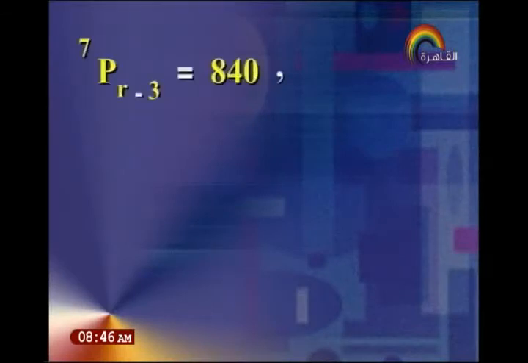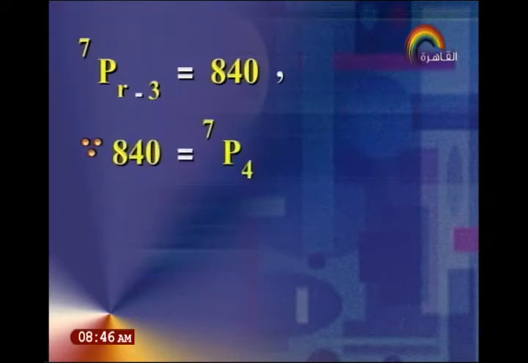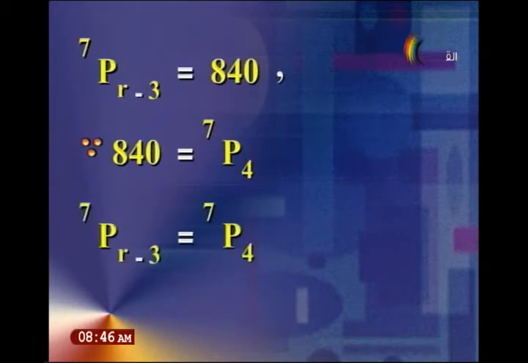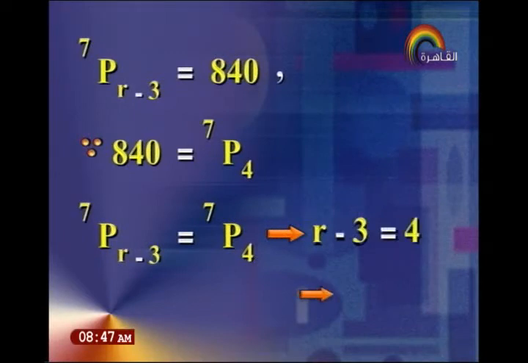Look at 7P(r-3) equals 840. 840 means 7P4. What do you mean? Then by using substitution, 7P4 equals 7P(r-3). Then look at left hand side equals right hand side, r minus 3 equals 4. Then r equals what? R equals 7. What is the value of n?